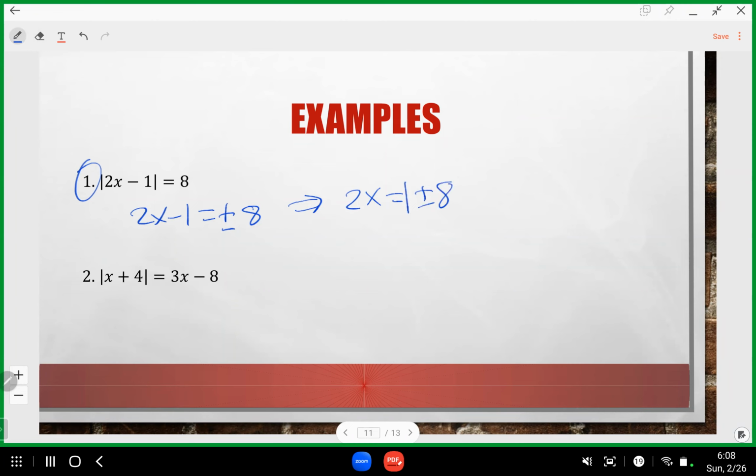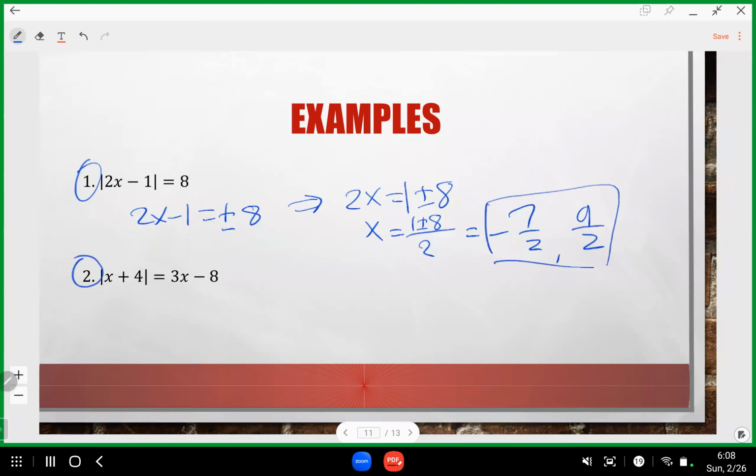And after that, x will equal -7/2 or 9/2. Great. Very good. So let's check these. Yes, these both work. Very good. So William, also try to solve this one for me.